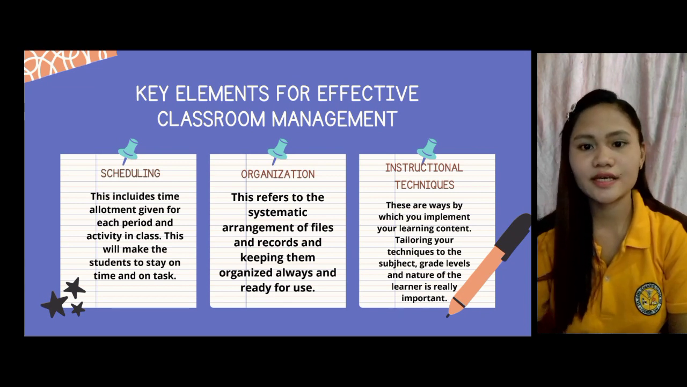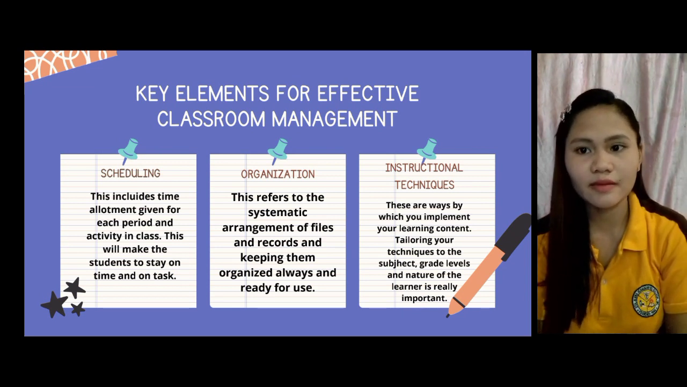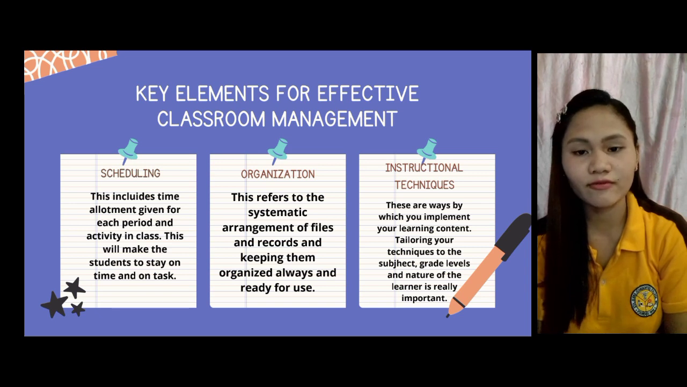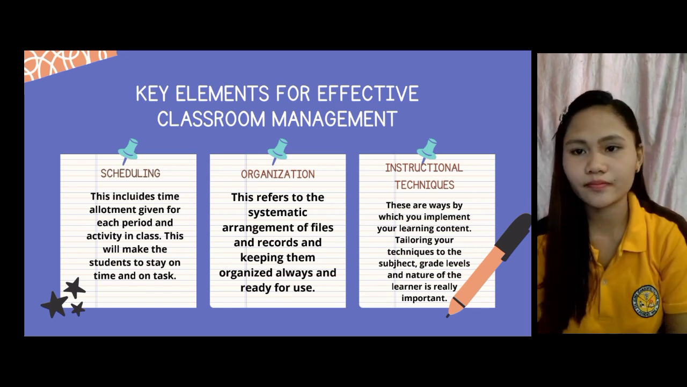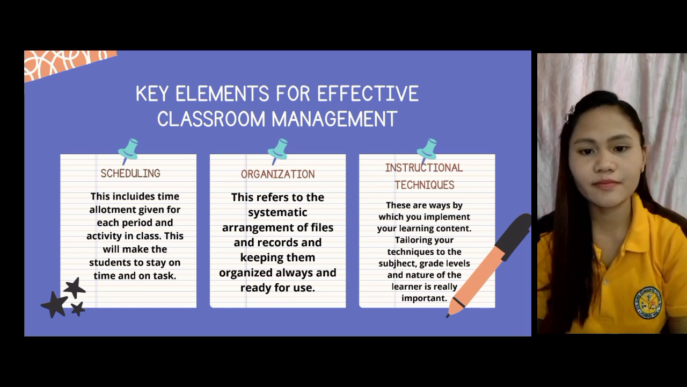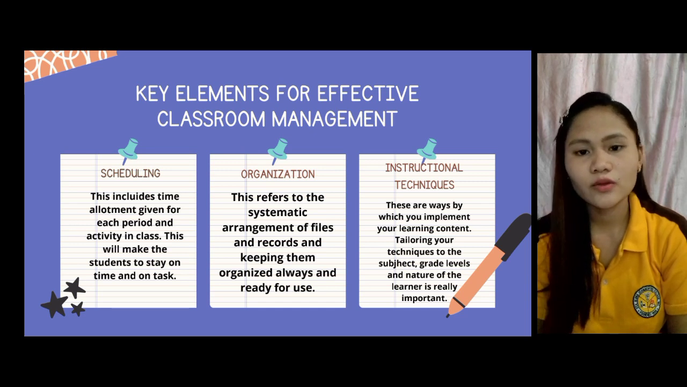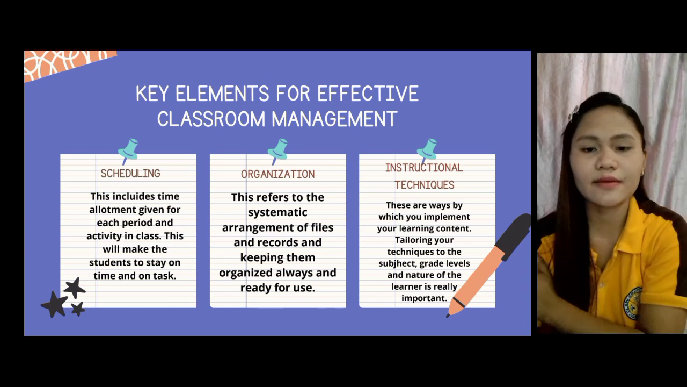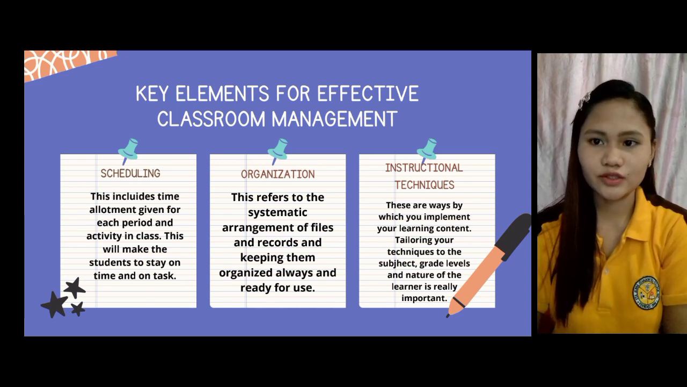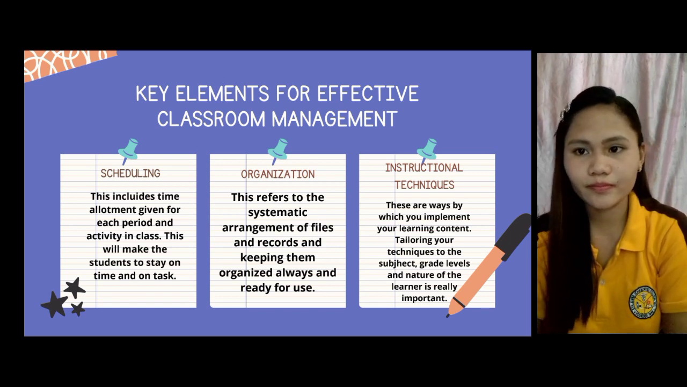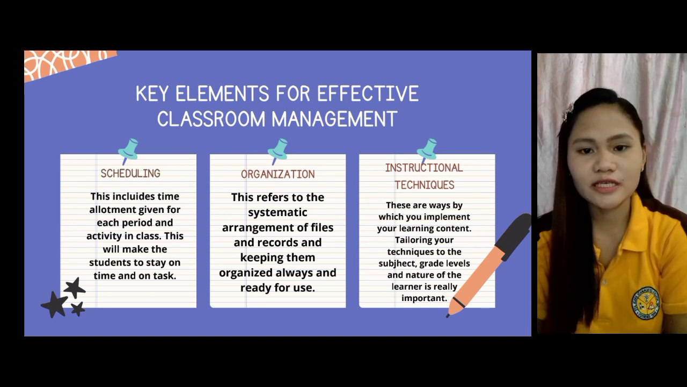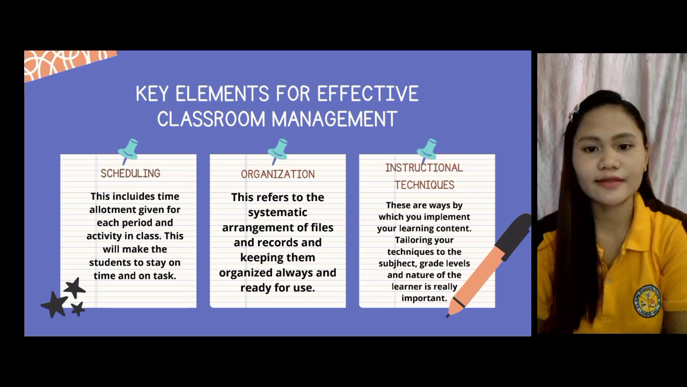Number 4 element is scheduling. This includes time allotment given for each period and activity in class. This will make the students stay on time and on task. Keep your class in order by staying on time and on task. Do classwork during class time, leaving plenty of room for in-class assignments. Cramming work and instruction too close to other activities can lead to misbehavior and poor comprehension. There should be space before and after every room change, lunch and recess for students to settle down.